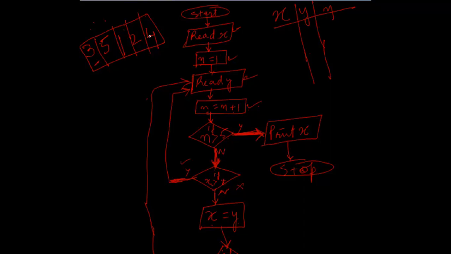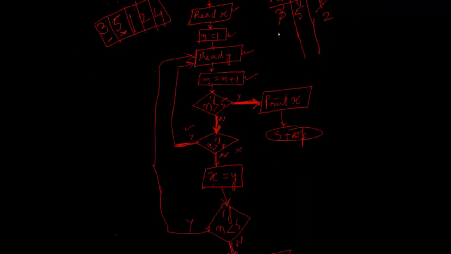Read x, this 3 will be read into x, and n will be equal to 1 that time. Read y, this 5 will be read into y, and n will be n plus 1 this time, 2. If n is greater than 5, no, n is not greater than 5. So I have to go here. If x is greater than y, this x is not greater than y. So I will move towards this no, x is equal to y. Then this x will get replaced with this value of y. And I have to go again here, read y. Now y will be 1. That I am going to read. This 5 will get replaced by this 1.